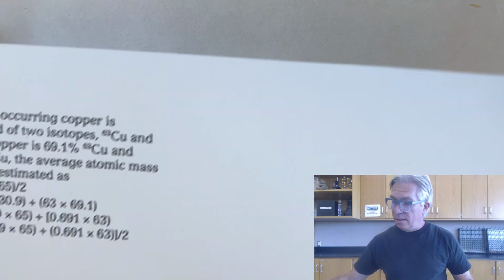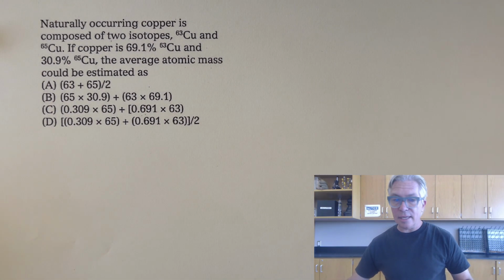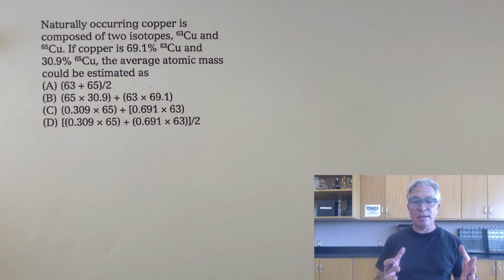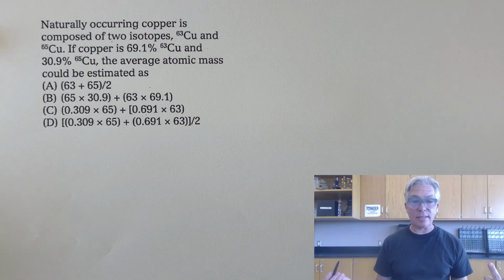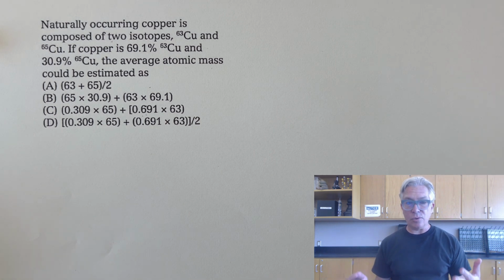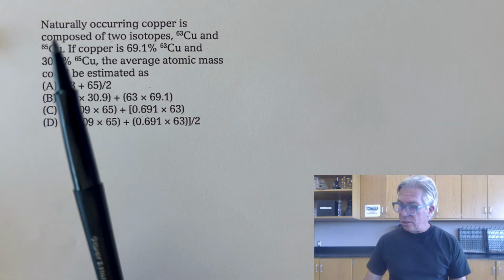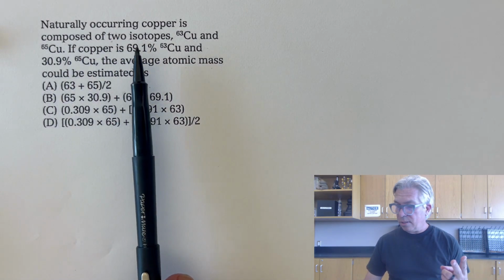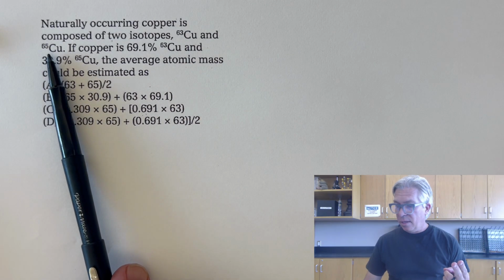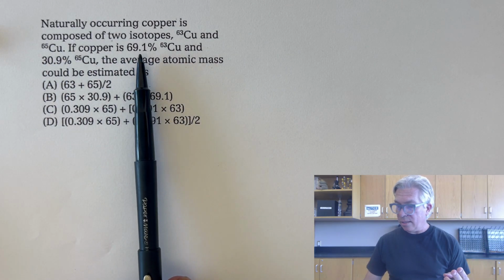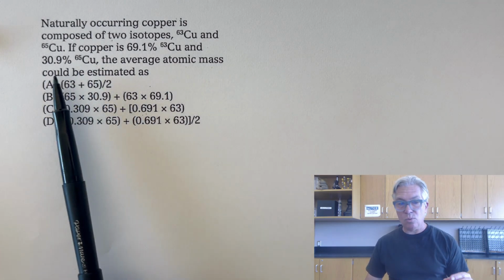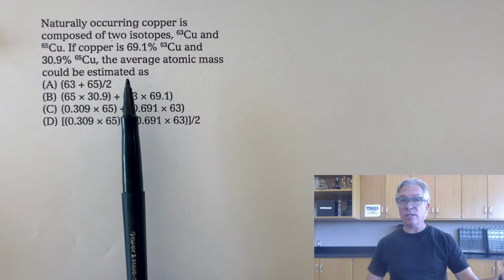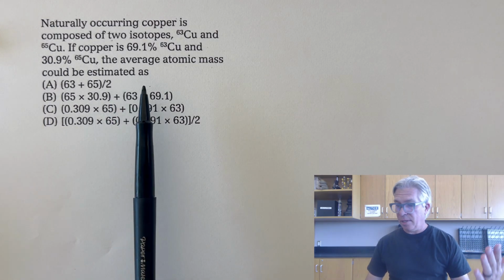Okay, next one. This gets at the way we calculate weighted average atomic mass. You kind of have to know that formula exists or that process. You don't have to memorize all the AMUs and percentages. Those should be given to you. For example, naturally occurring copper is composed of two isotopes, 63 and 65. If copper is 69.1% 63 and 30.9% 65, the average atomic mass would be estimated as, and here's where you just have to know the formula and plug it in.